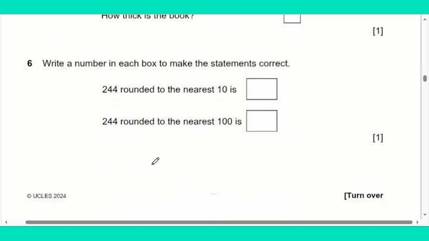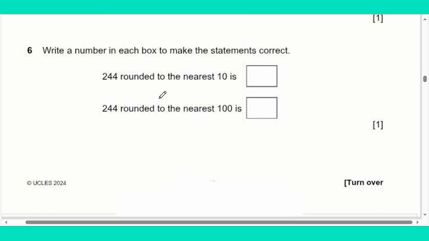Write a number in each box to make the statement correct. 244 rounded to the nearest 10 is, and 244 rounded to the nearest 100 is. Okay, the answer for this is 240, and this is 200.